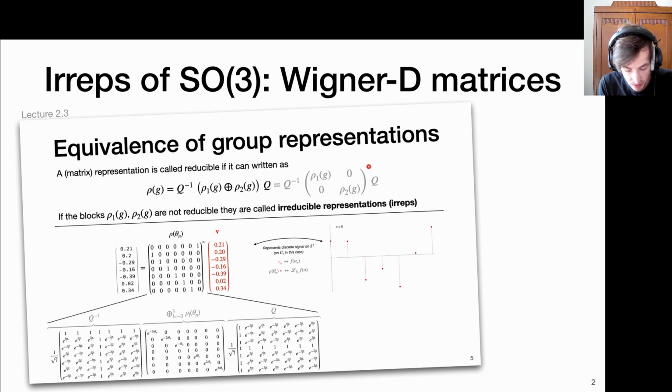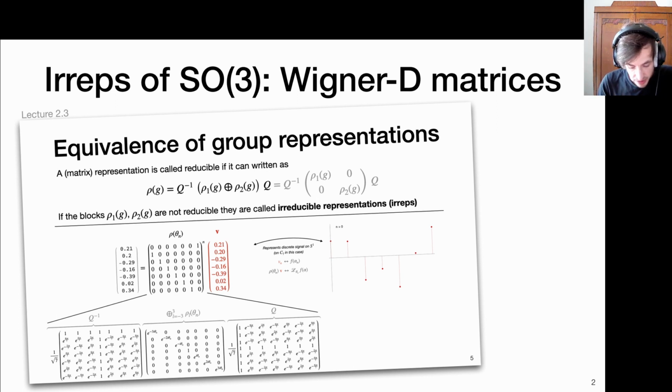This block only acts on these rows in the vector, and this matrix block transforms only another subspace of my vector on which this entire representation acts. So oftentimes it's convenient to write representations in terms of irreducible representations because it allows us to restrict the computations only to these small subspaces.